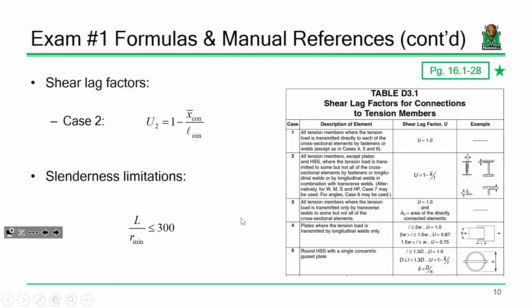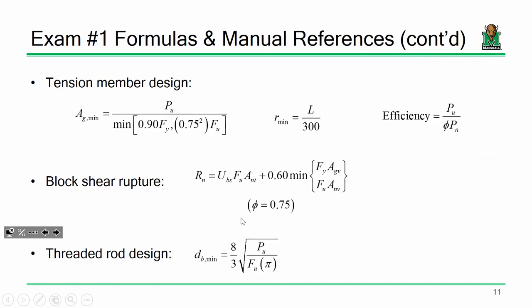Your shear lag factors are found in 16.1-28. So if you haven't tabbed that, you need to go ahead and do so. The big one to understand is case 2. So 1 minus x bar over L. X bar is your connection eccentricity, from the connected face to the centroid. Your connection length is literally the out-to-out measured distance on your bolts. Exterior bolt to exterior bolt. Slenderness limits, make sure you know L over r has to be less than or equal to 300.